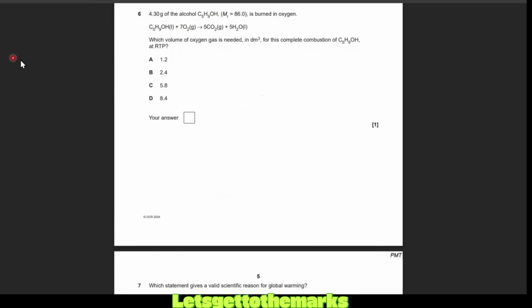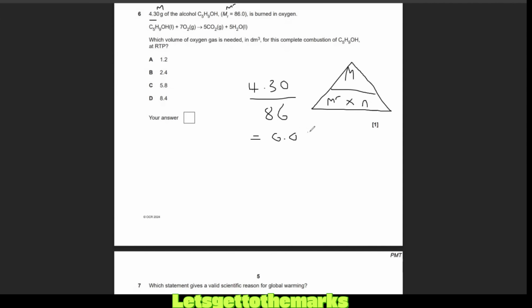I'm going to go through the answers. So first up, let's just get with the program. They've given us the mass and we've got the Mr. So we just want to do mass over Mr to get moles, and we're going to find out how many moles of alcohol we've got. So this is the first step, 4.30 divided by 86. That gives me 0.05 moles of alcohol.